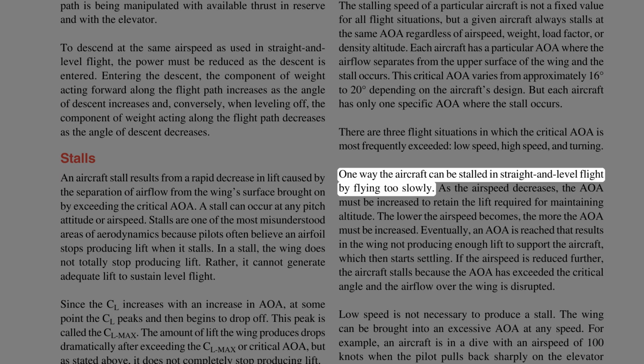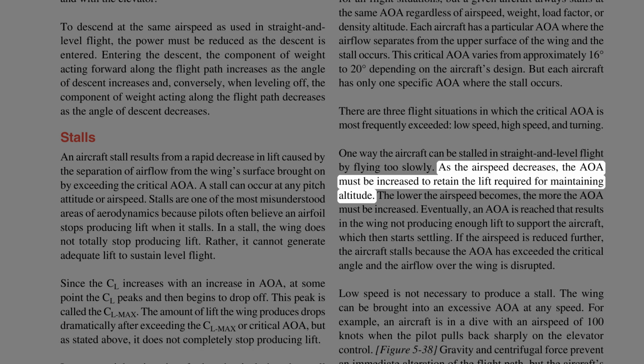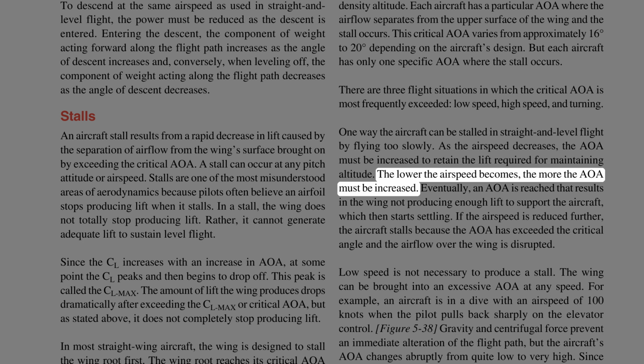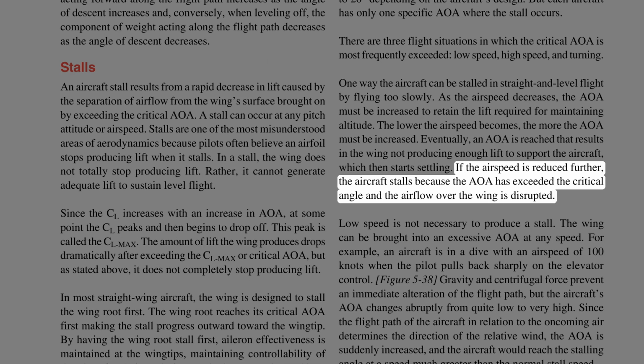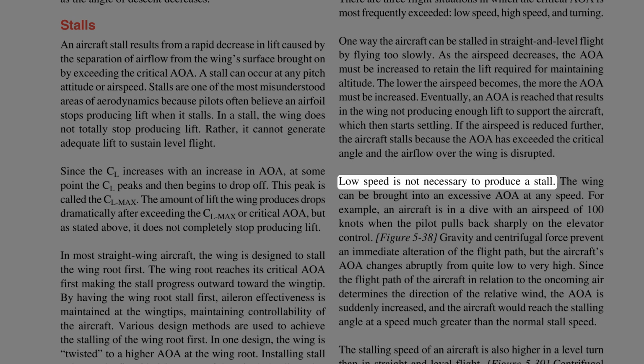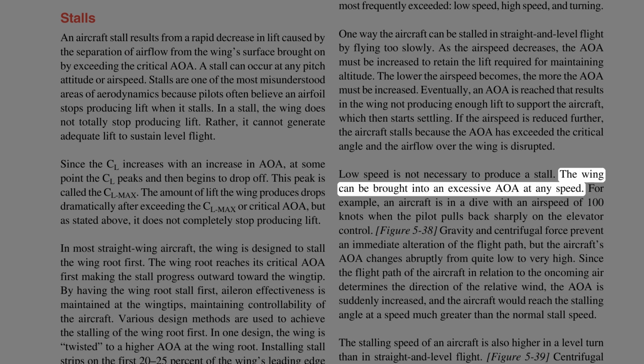One way the aircraft can be stalled in straight-and-level flight is by flying too slowly. As the airspeed decreases, the AOA must be increased to retain the lift required for maintaining altitude. The lower the airspeed becomes, the more the AOA must be increased. Eventually, an AOA is reached that results in the wing not producing enough lift to support the aircraft, which then starts settling. If the airspeed is reduced further, the aircraft stalls because the AOA has exceeded the critical angle and the airflow over the wing is disrupted. Low speed is not necessary to produce a stall. The wing can be brought into an excessive AOA at any speed.